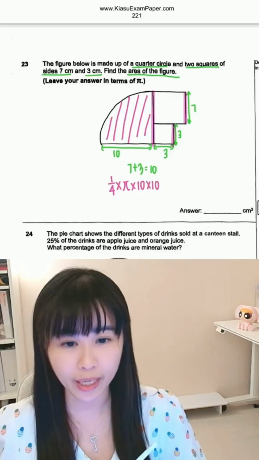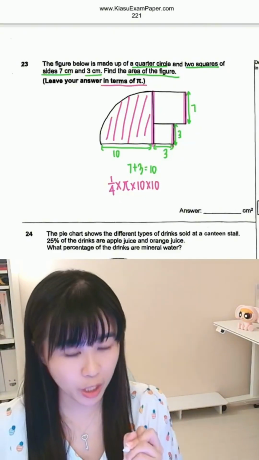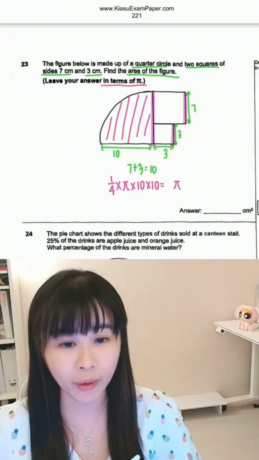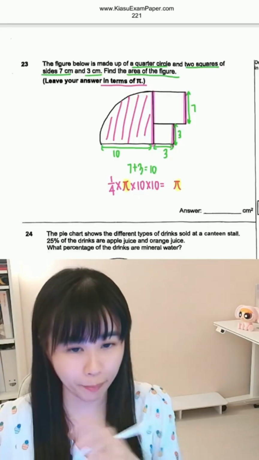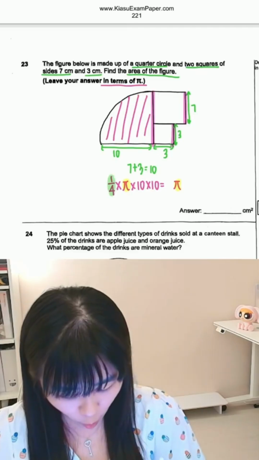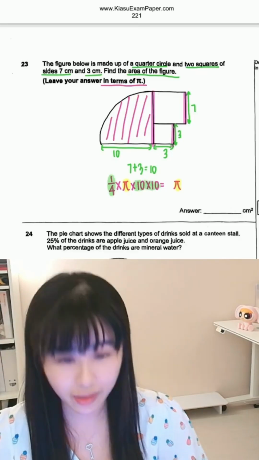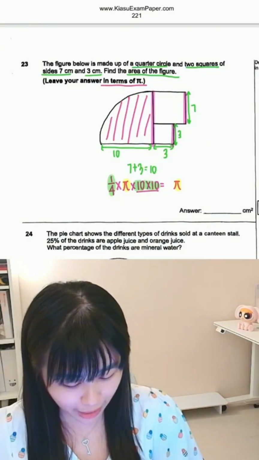So like that. Now, they say leave your answer in terms of pi, right? It's a bit special. It means your final answer must have pi there. So what you need to do for such a question, if there's a pi here, you just copy it and paste it on the right side. Then just ignore the pi already. Just take 1/4 times 10 times 10. I think personally it is easier to do 10 times 10 first.